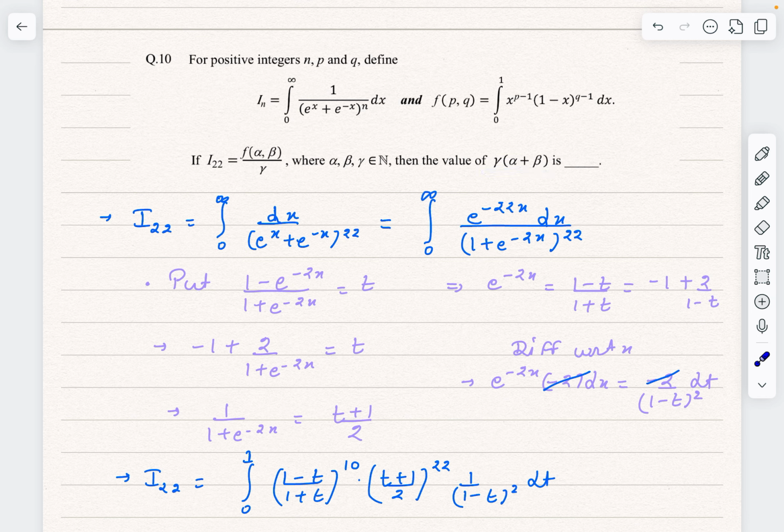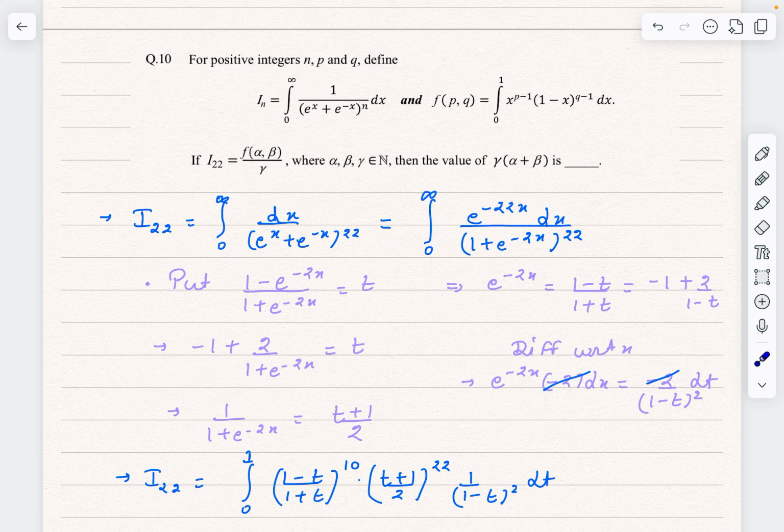So what do we do here? I_22 will just become ∫ from 0 to infinity of dx/(e^x + e^(-x))^22. I write e^x as 1/e^(-x) and take the LCM. We get e^(-22x) dx/(1 + e^(-2x))^22.